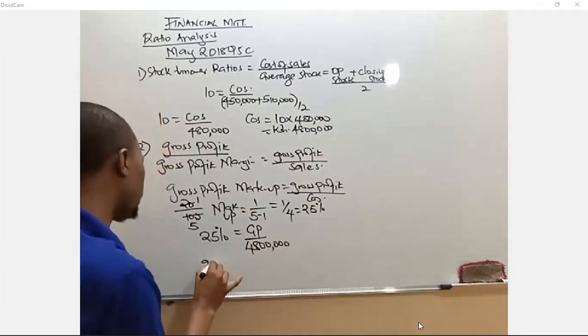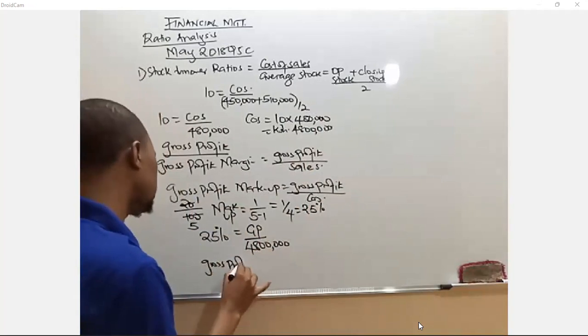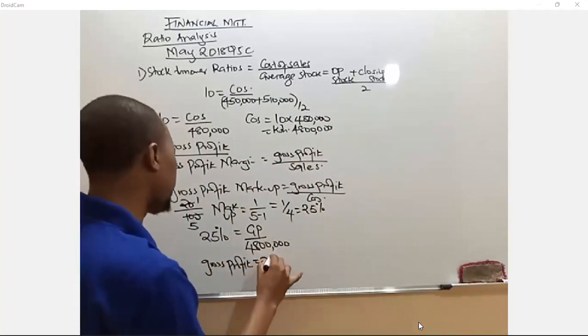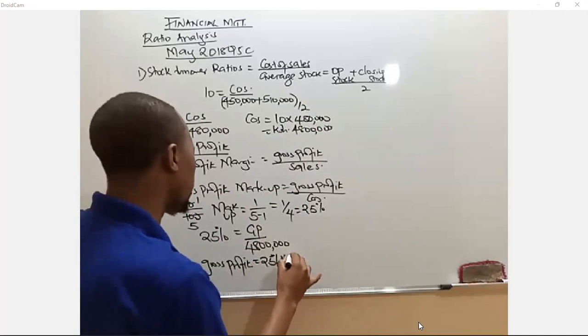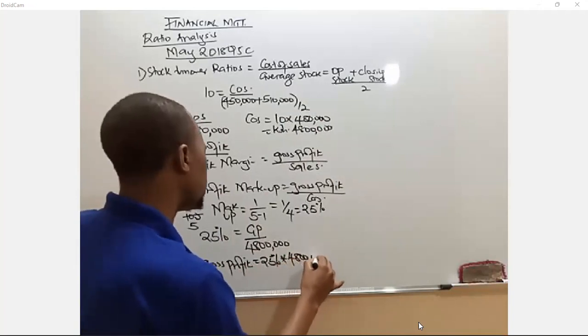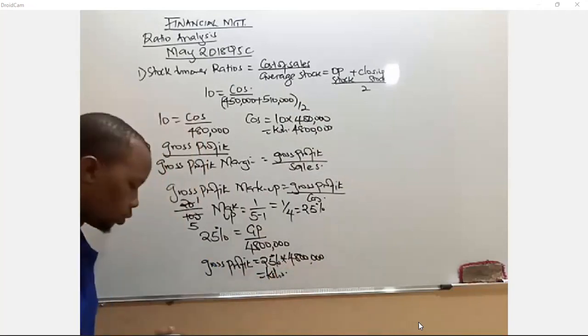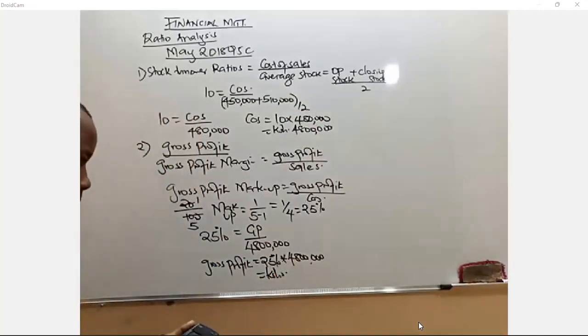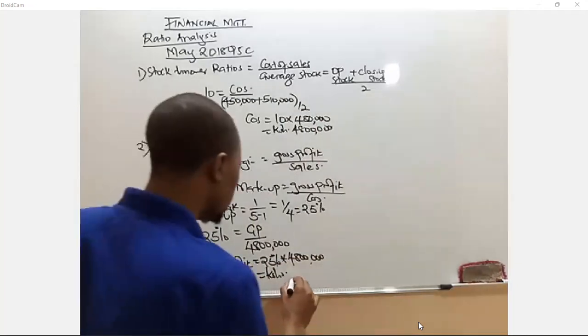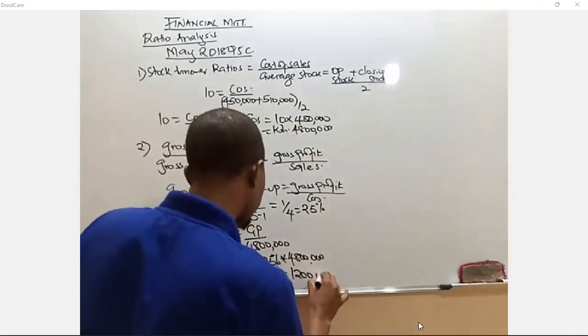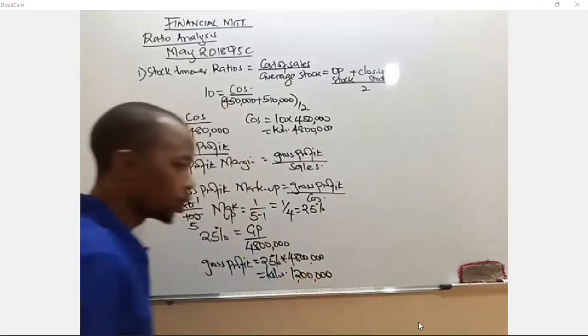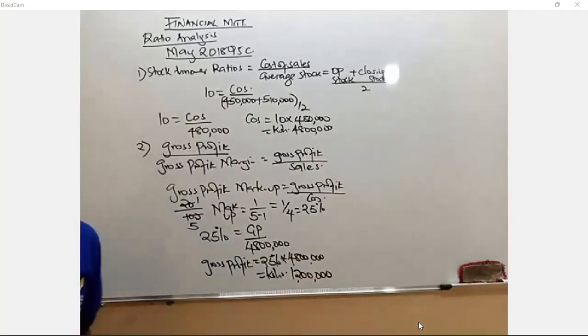What is my gross profits? I just take 25% and multiply by 4.8 million. How much in Kenya shillings? So it will be 0.25 times 4.8 million, getting around 1.2 million. That is my gross profits.